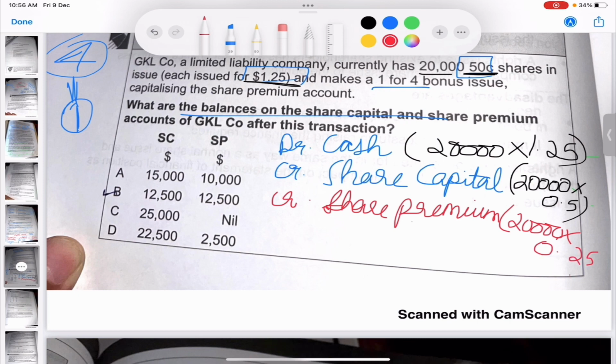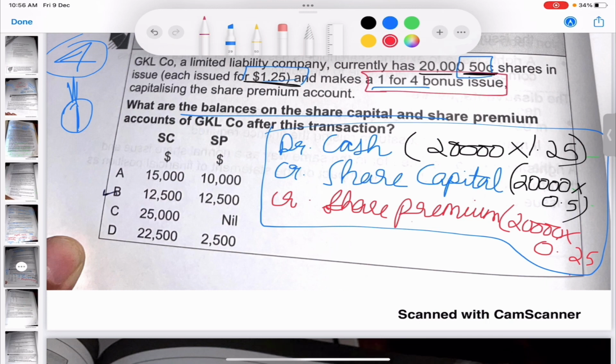$0.25 is the excess. Okay, this is the first thing. What is the next journal entry? A 1:4 bonus issue has taken place. So what was the working note of the bonus issue? What are the total number of shares? 20,000. What do we already have? The person already has 4. How much extra are we giving? 1. This is the formula which we saw earlier, right?